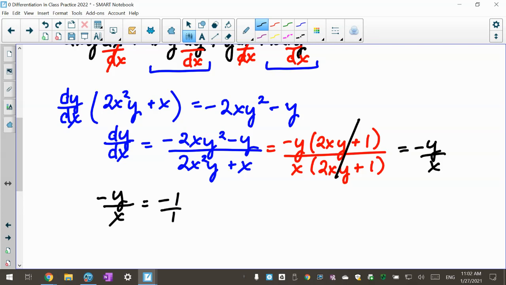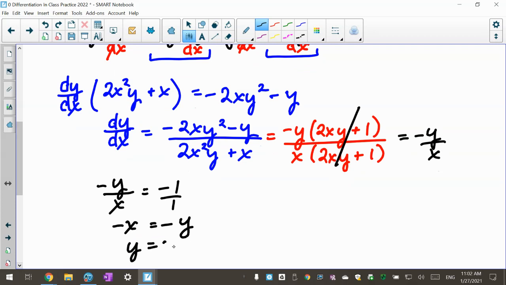They want us to find the points where the slope is -1. So I'm just going to put this over 1 and cross multiply. So I have -x equals -y. So the line is y equals x. All right. Now you're like, how does that help me? Well, it tells you that I can substitute x's for all the y's and vice versa.